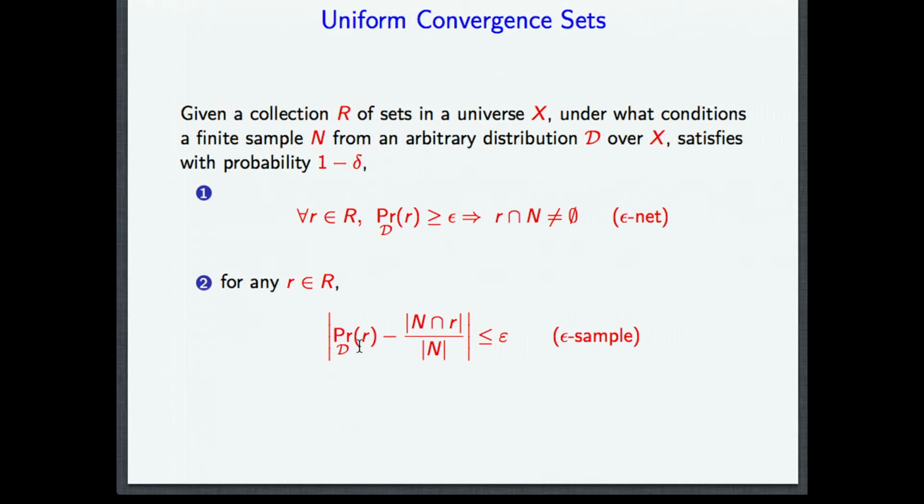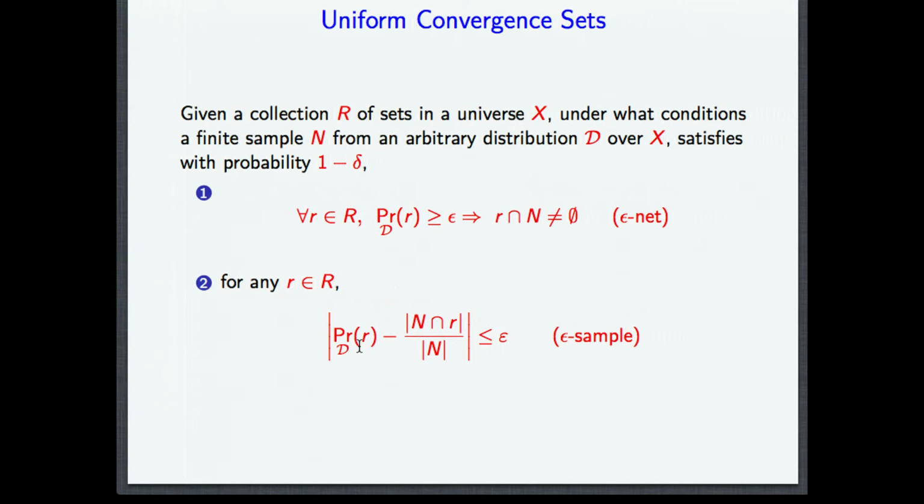So just remember that for the realizable case, we needed the following property. Now we think about it in a more abstract way. We have a collection of sets over a universe or over a domain, and there's some distribution defined over the domain. For the realizable case, we needed the property that for any set R such that the probability of R is greater than epsilon, our sample intersects R. This is what we call an epsilon net.